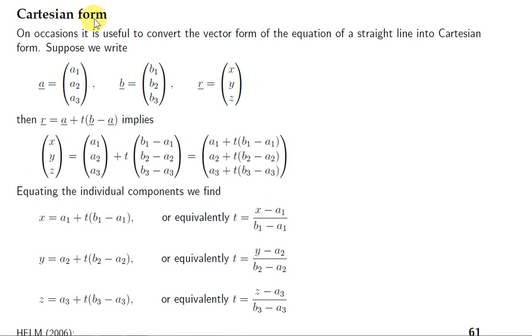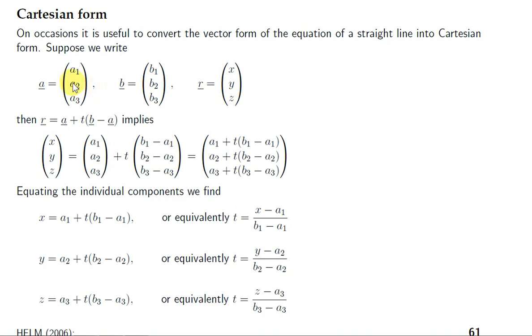Now let's consider the Cartesian form of the equation of a line. So in 3 dimensions, our given vector a has components a1, a2, a3. Vector b has components b1, b2, and b3. So we need to be given the position vectors of 2 points on the line. Vector r is a general point on the line. Well, vector r has its tail at the origin and its head at a point on the line. So x, y, z is any point on the line.